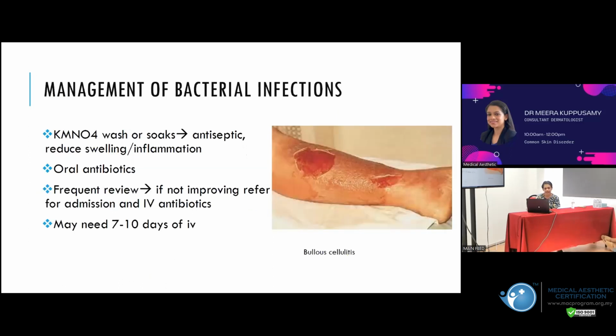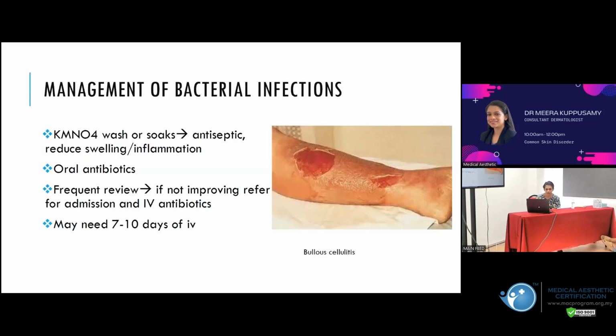Okay, so bacterial infections, if it's bullous cellulitis of the legs, such as this picture here, generally what I do is potassium permanganate soaking or wash. Potassium permanganate's property is antiseptic, reduces swelling and inflammation. Oral antibiotics, or if not improving, IV antibiotics, 7 to 10 days of it. Then the bullae will rupture, then it will dry up, and the crust will take quite long to get better.